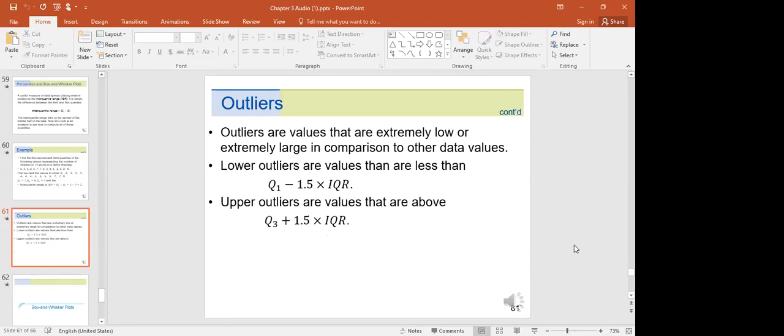The interquartile range and the quartiles are useful in identifying outliers. As I told you, outliers are values that are considered extremely small or extremely large. To determine lower outliers, that is, the extremely small values, we multiply the interquartile range by 1.5 and subtract it from Q1. All values below that number are lower outliers. If we add it to Q3, all values above the number we get are upper outliers.